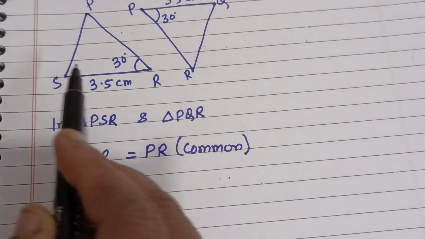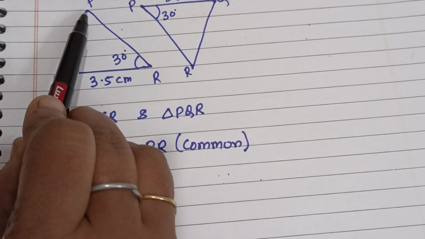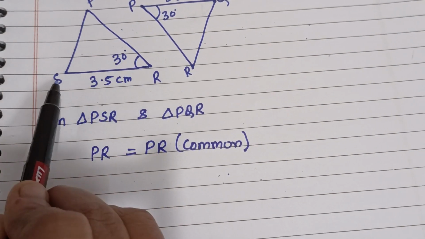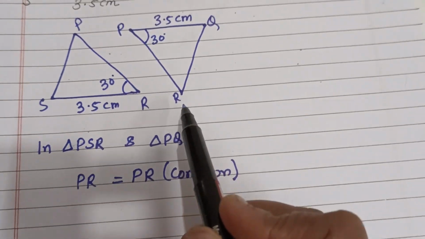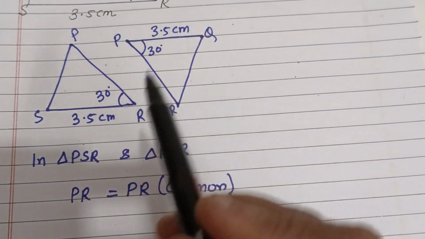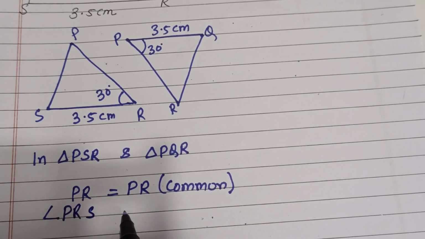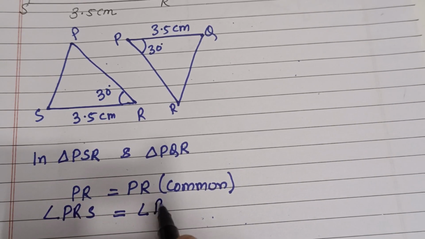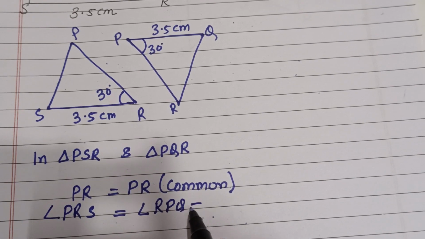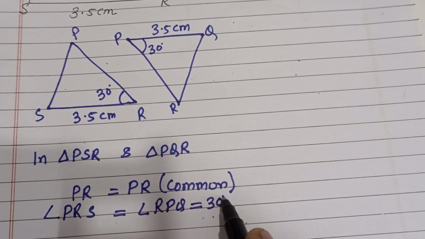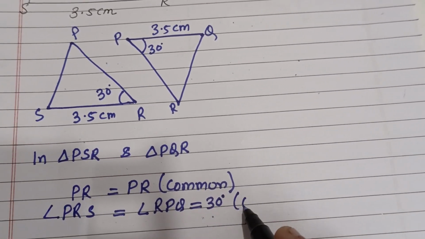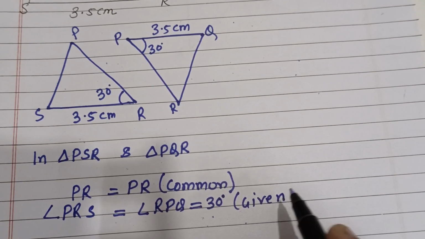Okay. After that, we can see that angle PRS is equal to angle RPQ. Angle PRS equals angle RPQ. How much is it? 30 degrees. It is given to us. So mention why it is equal.